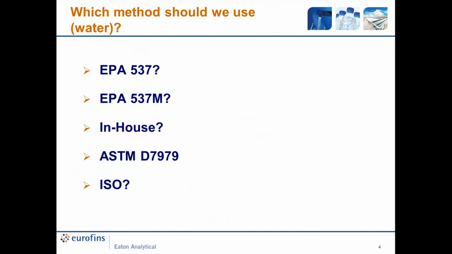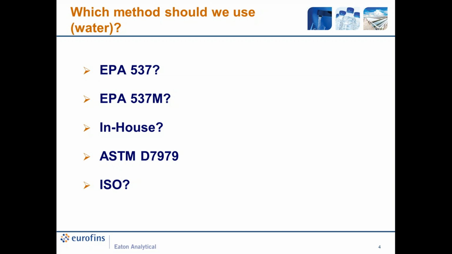We don't traditionally use ISO methods in the United States. ISO methods do not contain the QC criteria required by most U.S. regulatory or state regulatory programs. Obviously, EPA method 537 and ASTM D7979 do include the required QC. For drinking water testing, using EPA method 537 is the only choice.